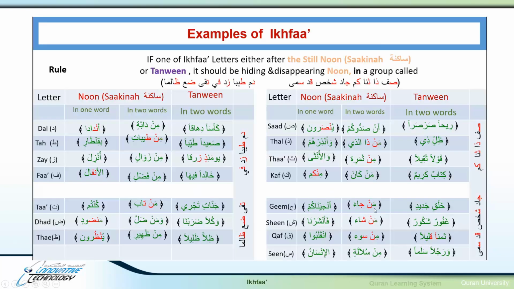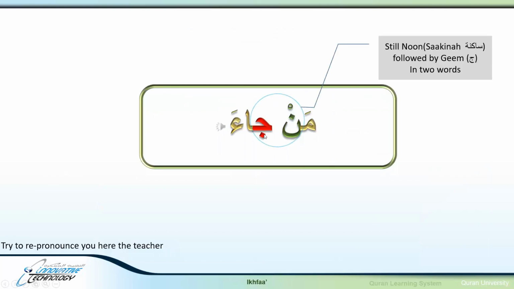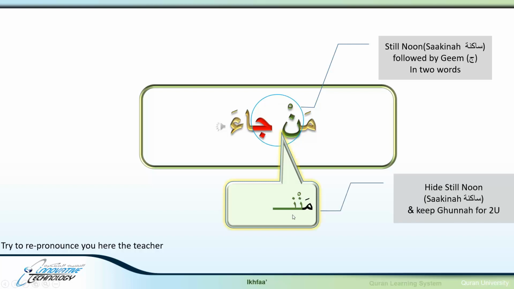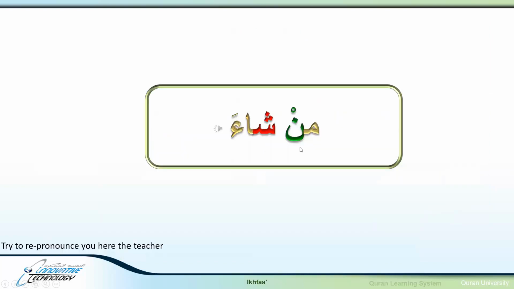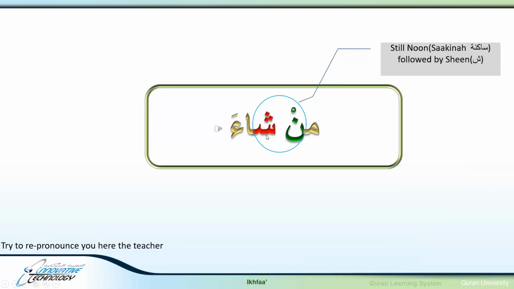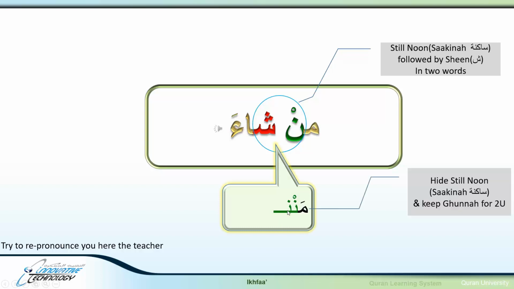Minkum. Next example is man jaa. Noon Sakinah followed by the Jim letter in 2 words. We make Ikhfaa by hiding the noon, maintaining the Ghunna for 2 units, and it sounds like this. Next example related to the Sheen, man shaa. Noon Sakinah followed by a Sheen in 2 words. We hide the Noon Sakinah and maintain the Ghunna for 2 units, and it sounds like this.